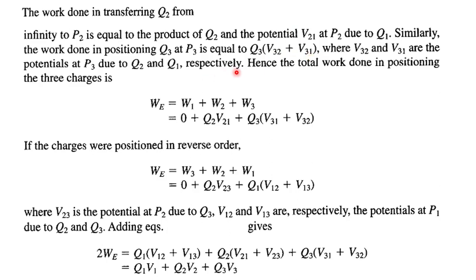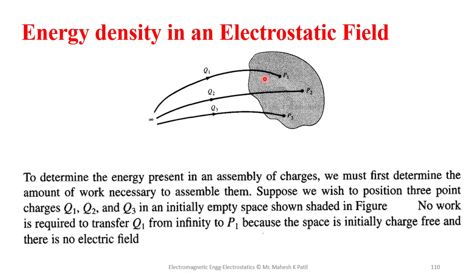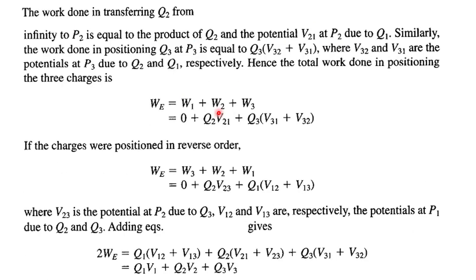Clear? Now all the charges are moved from infinity to this position, meaning Q1, Q2, Q3, all charges are moved now. So what is the total work done in moving all these three charges? It is the addition of all individual works. So the total work done is equal to W1 plus W2 plus W3. W1 is 0, meaning the work done in moving the point charge Q1. W2 is Q2 into V21, meaning the work done while moving the charge Q2, plus W3.